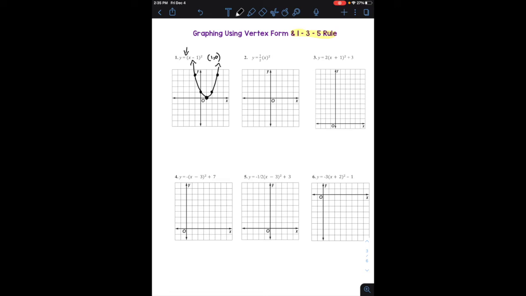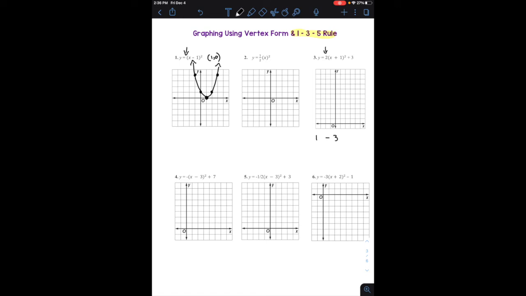We're only going to use the 1-3-5 pattern when a is 1. Remember, when a is a fraction, or when a is more than 1, it's going to make the parabola skinnier or wider. For example, I'm going to jump to number 3. The a value here is 2. So this is going to be a skinnier parabola than when a is 1, or compared to problem number 1.